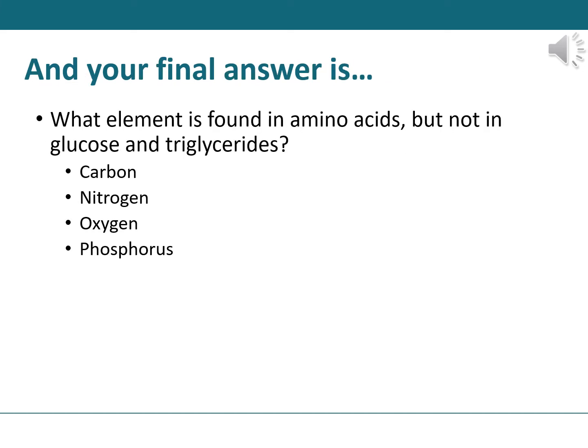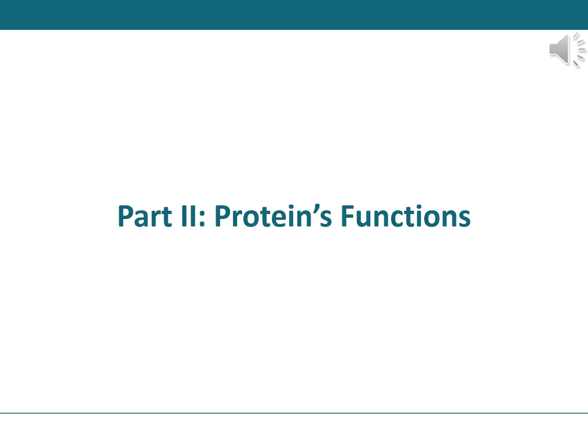Just want to check and see if you've been paying attention. What element is found in proteins or amino acids, but not in glucose or carbohydrates and triglycerides or fats? Carbon, nitrogen, oxygen, phosphorus. The answer to that last one was nitrogen.